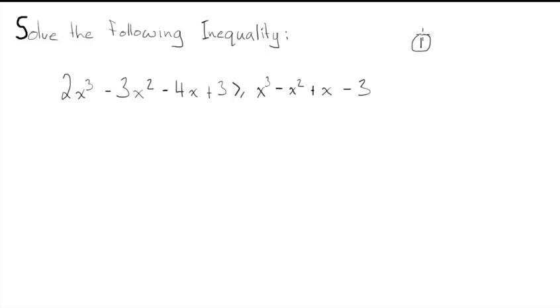So step one is one side must be 0. So this is just like solving a polynomial equation. You have to get one side equal to 0 and then factor. So same thing here. So let's make the right side equal to 0. So 2x cubed, and then we'll subtract x cubed from both sides. So if I subtract x cubed from this side, it will get rid of that term. Minus 3x squared, and then we'll have to add x squared to both sides.